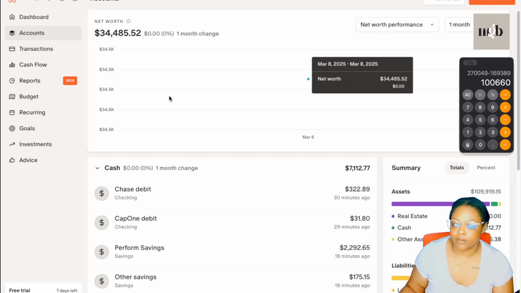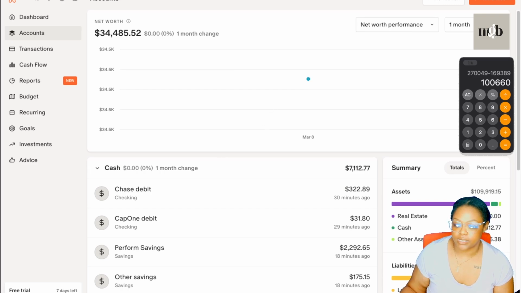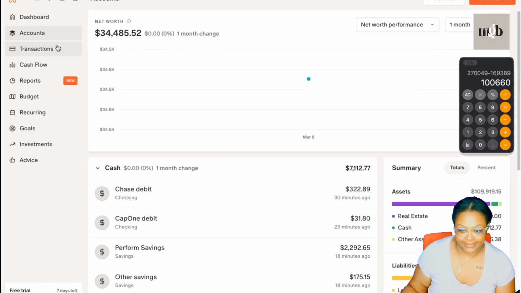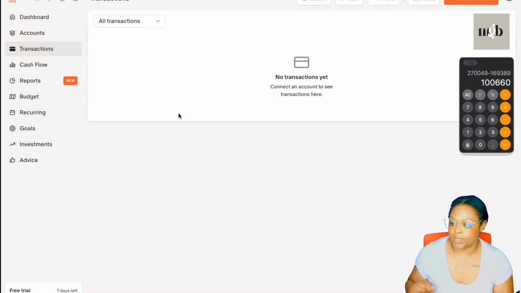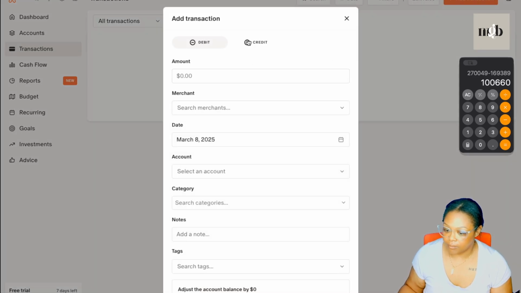Now let's get to the nitty gritty, and that is entering the transactions. We're gonna start off light, okay, with the Capital One debit card. Now, like I said, this is what I use for my utilities and things like that. And again, I've never done this before. So I'm just walking through, clicking on stuff. So I want to add a transaction. It's going to be a debit to the account. All right.